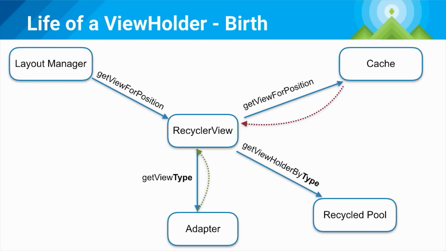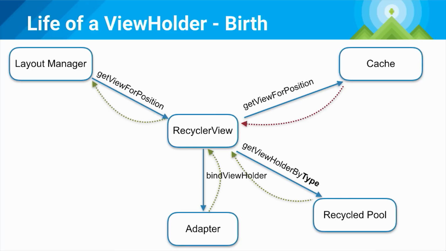Do I have a type of this view so I can reuse? If the pool says no, now it goes to the adapter, says, create me a new one of this type. It's not created per position like in the list view. It's created for this type. And the adapter creates that view. If the pool already has it, or adapter creates a new one, just binds it back and returns it to the layout manager.